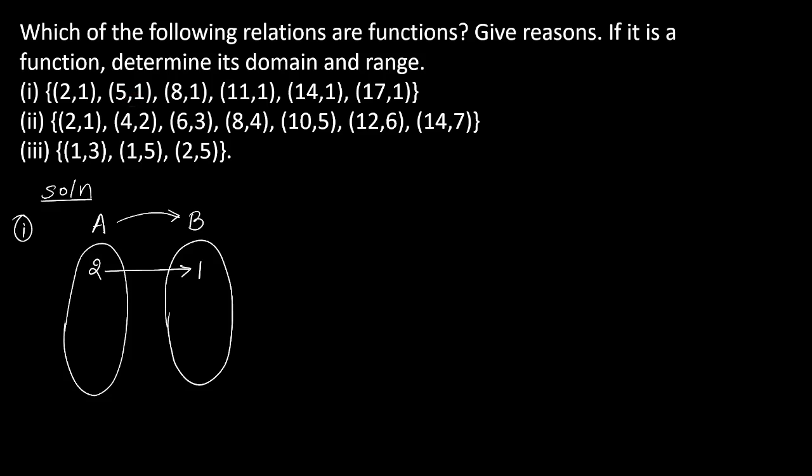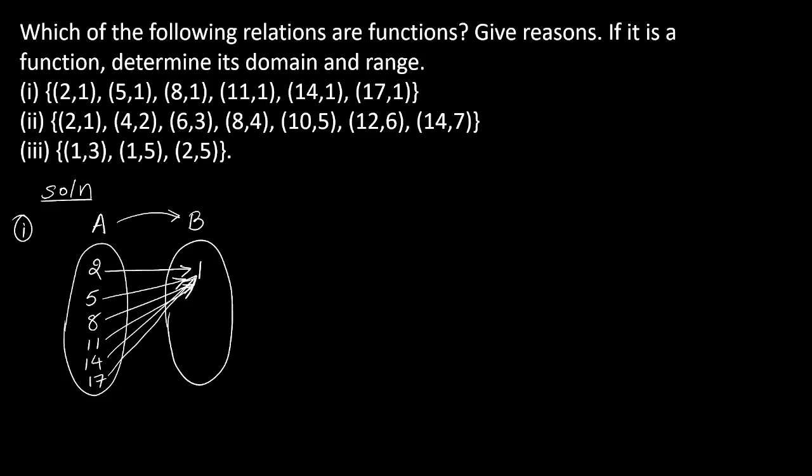5 comma 1, what does it mean? The element 5 is related to 1. It's very simple. 8 comma 1, 8 is related to 1. 11 comma 1, 11 is related to 1. 14 comma 1, 14 is related to 1. 17 comma 1, 17 is related to 1. No other ordered pairs. And the question did not say anything about A and B, so just draw the arrows. We assume that there are no more elements.